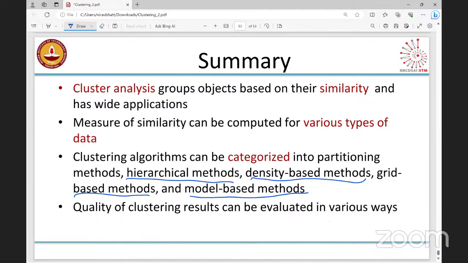And as I told you, the quality of clustering results can be evaluated in different ways. You can use the Dunn index. You can use purity, etc. So, if you have any questions, I would be happy to answer. This is what I wanted to tell you regarding unsupervised techniques called clustering analysis, which is one of the major pillars of machine learning techniques, in addition to regression and classification techniques.